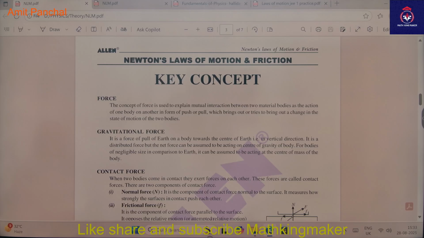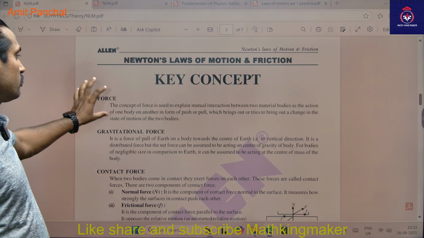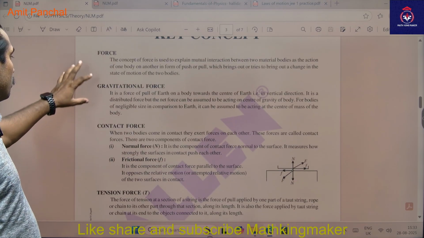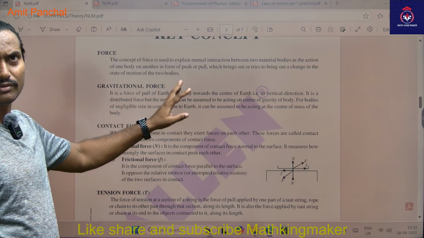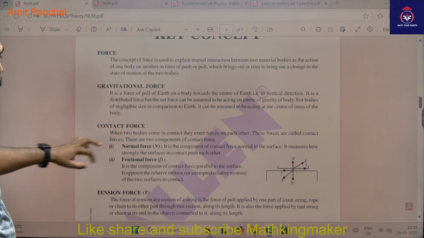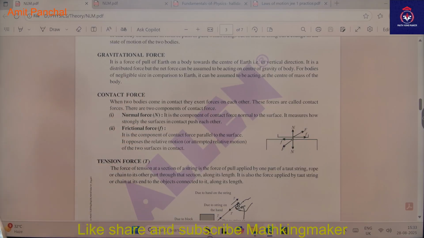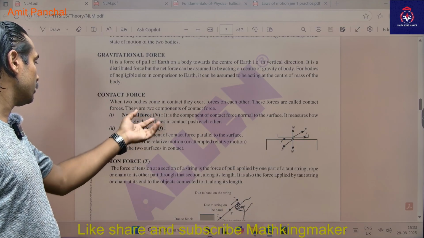Okay, so Newton's law of motion and friction. What are the key concepts? We already talked about force. What is the force? There are types of forces available. One is gravitational force. Another one is contact force. That is very important. Contact force has two types.